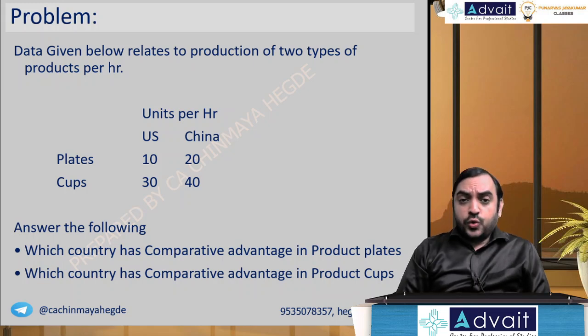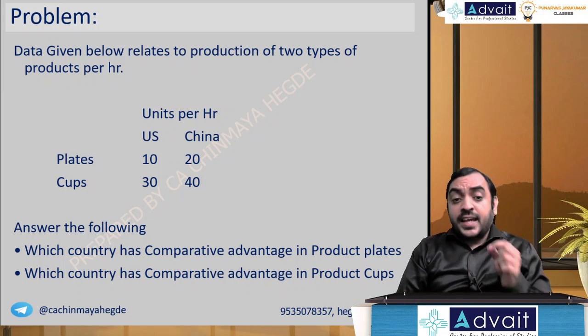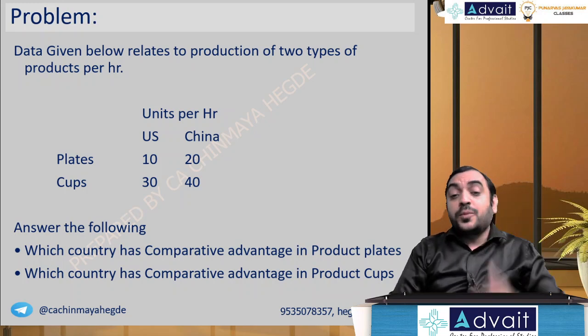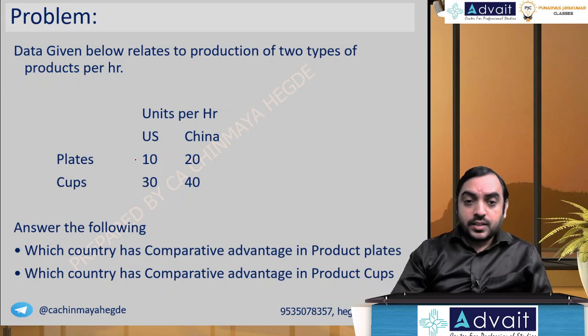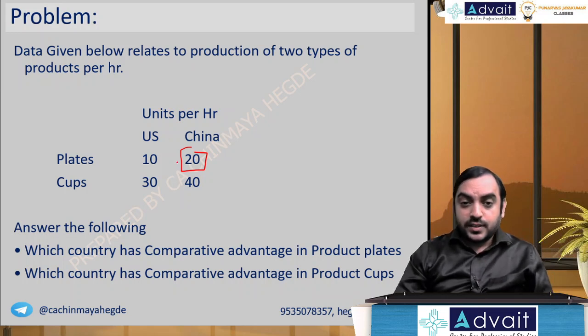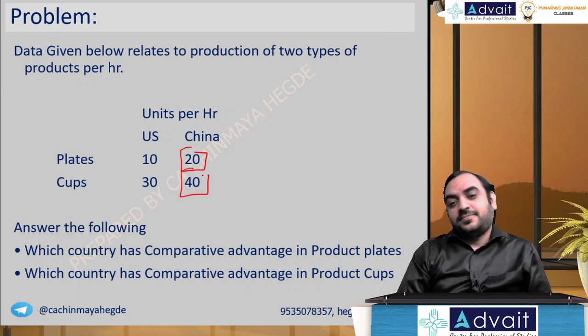Data given below relates to production of 2 types of products per hour. Units per hour: US, China, plates, cups. Now here, you tell me which company has absolute advantage in plates. Who can produce more plates? That is China, right? China can produce more plates. Who can produce more cups? That is also China.